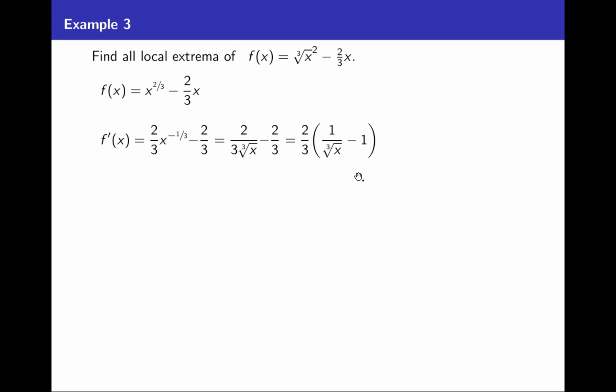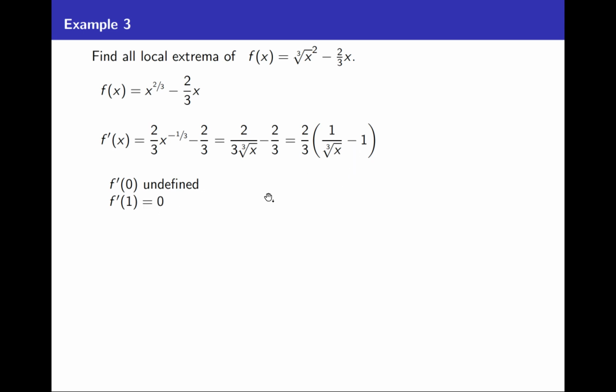Now we're thinking about critical points. You'll notice here that f prime of 0 is undefined, because if you tried to plug in 0, you'd be dividing by 0 right there. So just by looking at this derivative, we've picked out one of our critical points, 0, because it makes the derivative undefined. And also just by looking at this, you can find a value of x that makes this derivative equal to 0. It would be x equals 1, because 1 over the cube root of 1 is 1, and then minus 1 is 0.